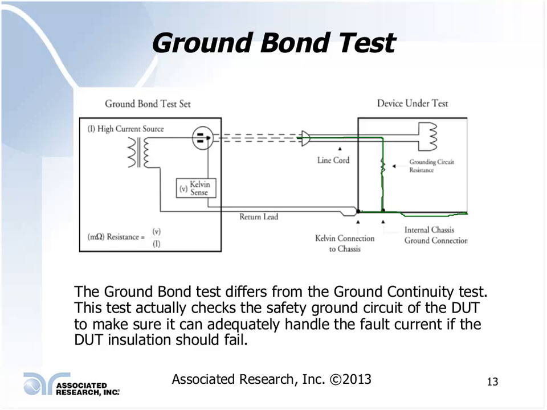So we apply a high current source over here to the ground pin of the attachment plug, okay? And that current flows through the ground wire, through the chassis of the item, and then back into our ground bond tester. We have what we call a Kelvin type setup, which is essentially a 4-wire measurement type circuit where we apply the current through one conductor and we monitor the voltage drop through another conductor.